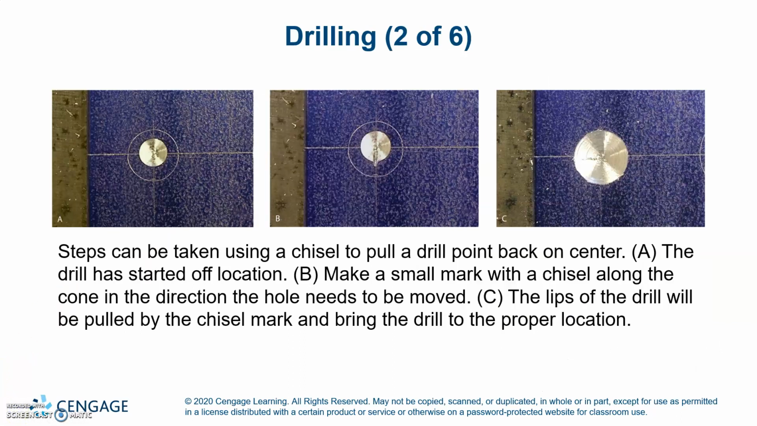Steps can be taken using a chisel to pull a drill point back to center. The drill has started off location on A, so B, make a small mark with a chisel along the cone in the direction the hole needs to be moved. And then C, the lips of the drill will be pulled back by the chisel mark and bring the drill into proper location.